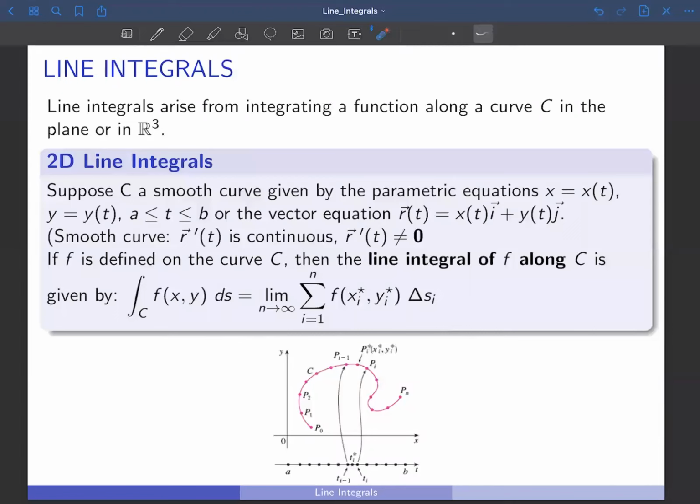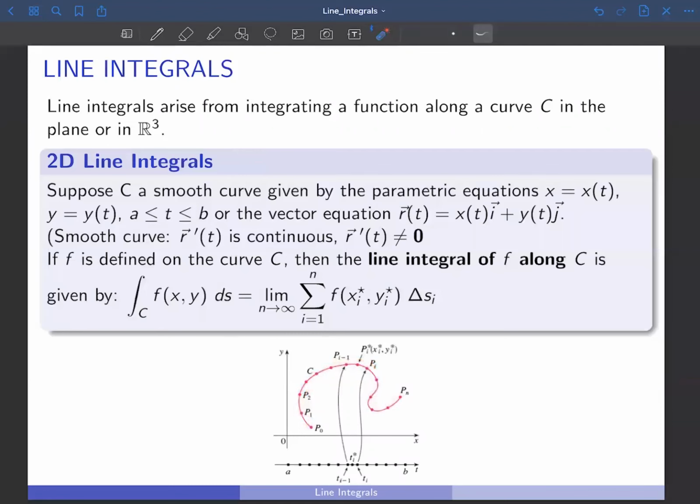Then if we have a two-variable function f of x comma y that is defined on the curve C, the line integral along the curve C of f of x comma y times ds will be equal to the limit as n approaches infinity of the sum from i equals 1 up to n, where n is the number of sub-arcs we divide the curve C in, of f of xi star, yi star times delta si.